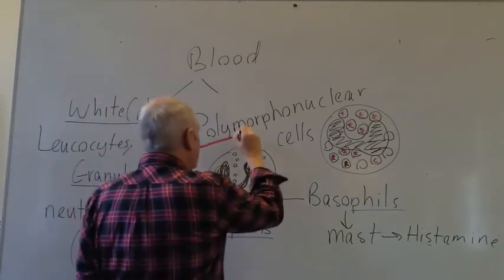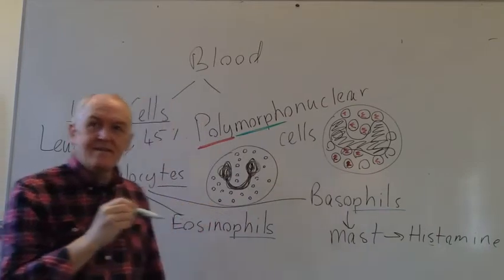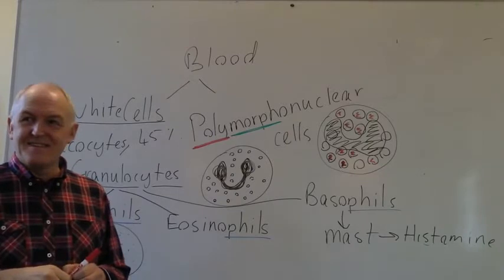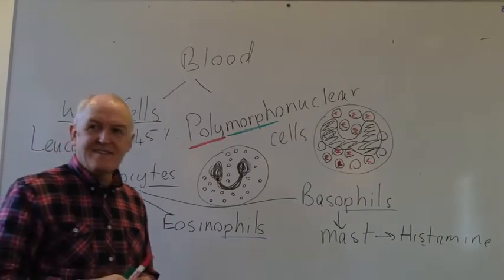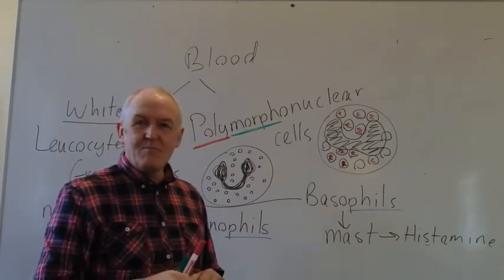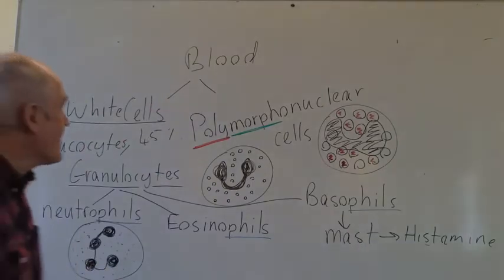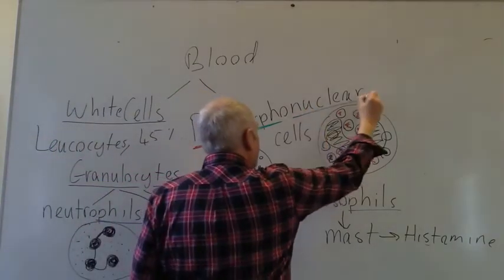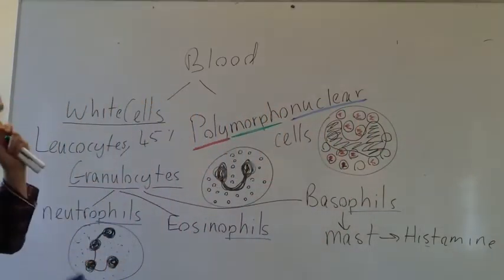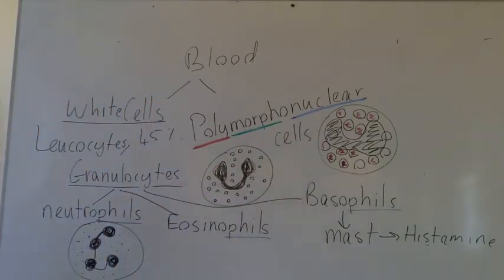Morph. What does morph mean? It could mean morphine, but it doesn't in this context. What's morphology? Is it the shape? Yeah, well done. Morph means shape. And nuclear, of course, relates to the nucleus. So can you see they've got many shaped nucleus? Makes sense, doesn't it?